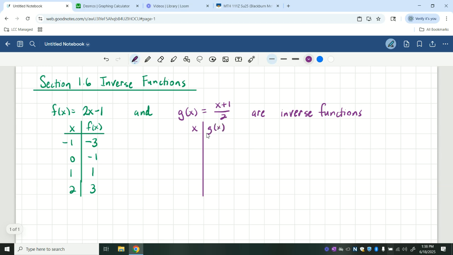So -1, -3 is on the graph of f of x. On the graph of g of x is going to be -3, -1. So you see the y's of the f of x became the x's of the g of x.